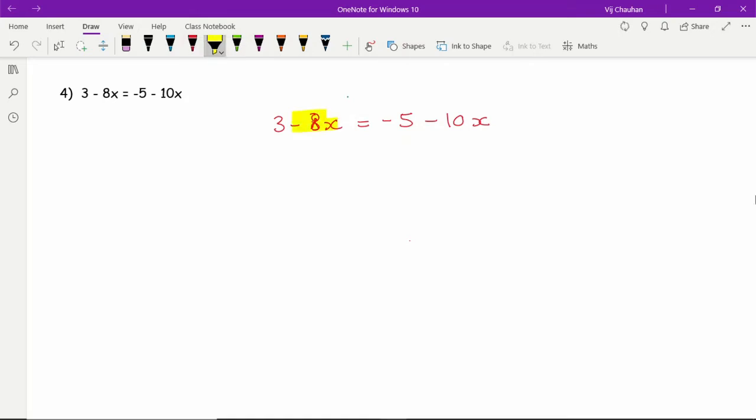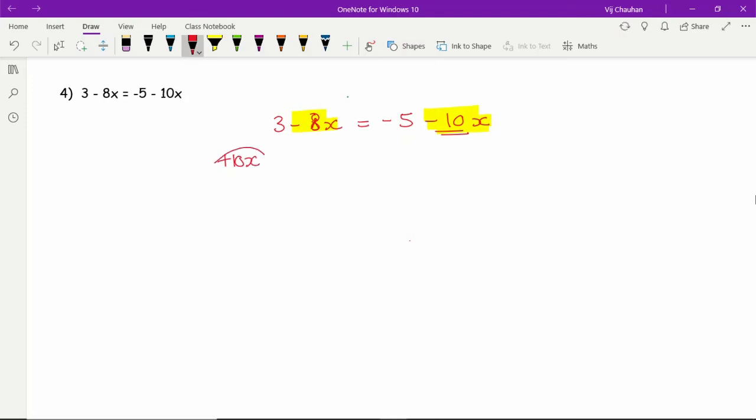So if we first highlight the x's first. I've got to decide which is the smallest, minus 8x or minus 10x. Now, without thinking, you might be thinking, oh, 8 is smaller, so let's get rid of that first. When actually, minus 10 is smaller because there are negatives involved. So here what we need to do is get rid of the minus 10x. And how do we get rid of minus 10x?